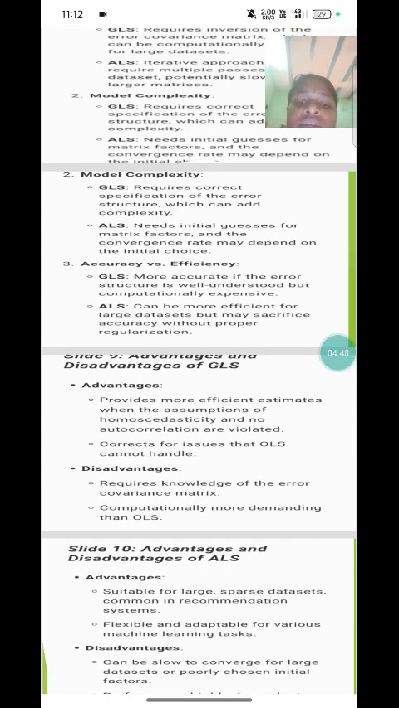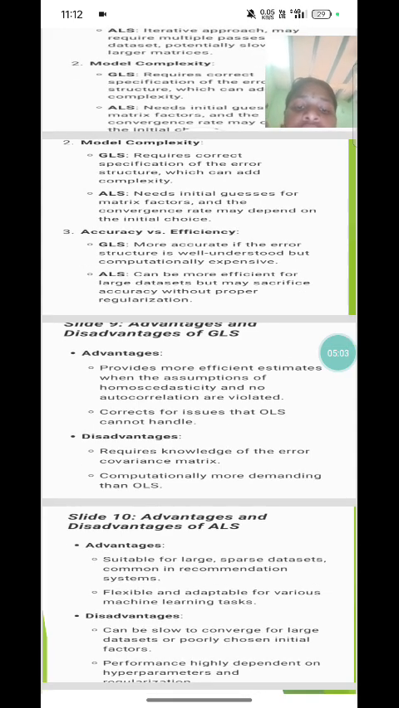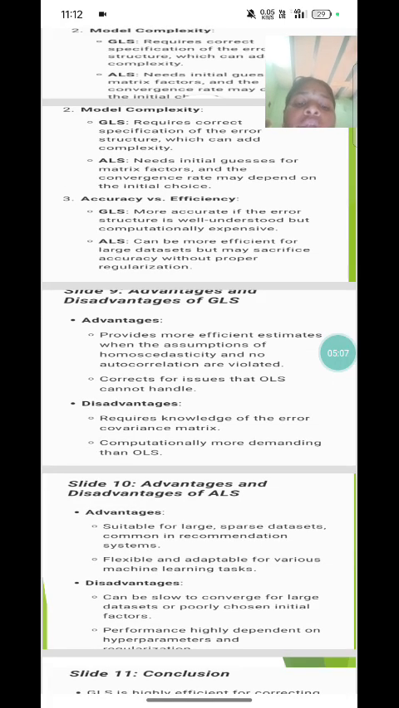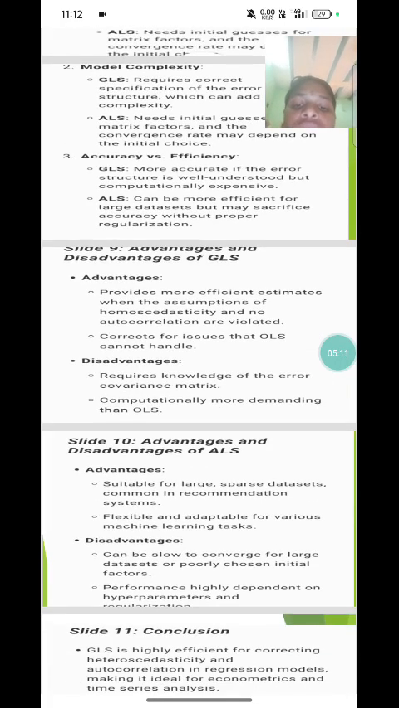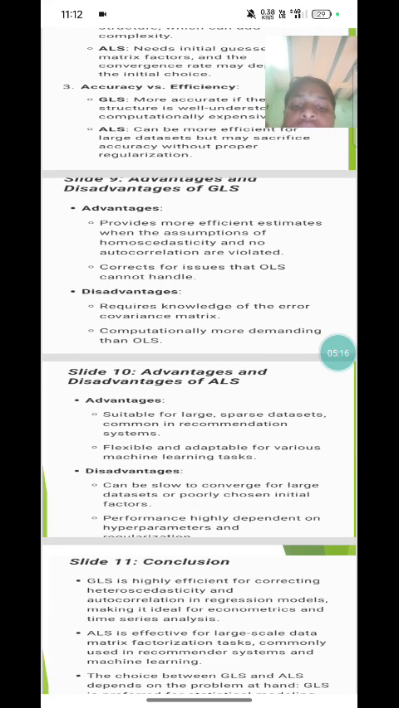Advantages and disadvantages of GLS. Advantage: provides more efficient estimates when the assumptions of homoscedasticity and no autocorrelation are violated, correcting issues the OLS cannot handle. Disadvantage: requires knowledge of the error covariance matrix. Computationally more demanding than OLS.